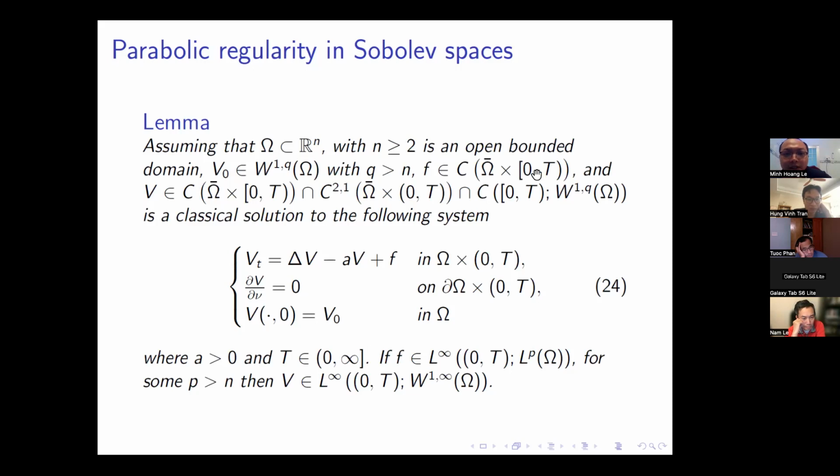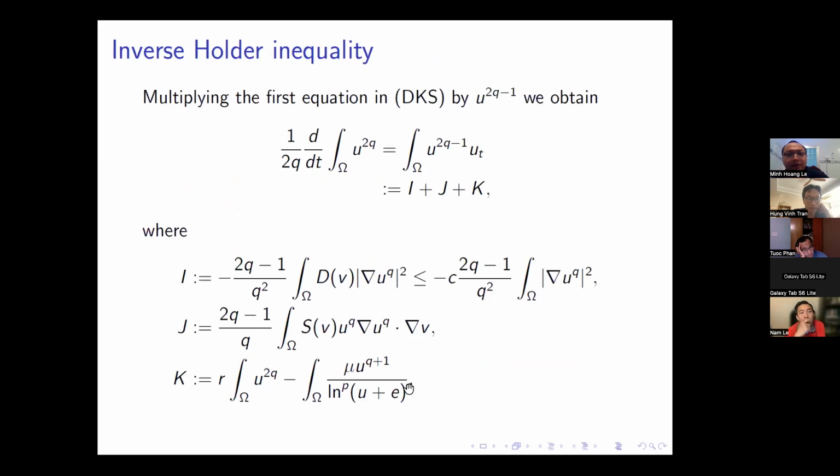If f belongs to this space and v is continuous, then f belongs to L infinity of the Lp norm for some p bigger than n, and v belongs to W1 infinity, L infinity of W1 infinity. Right. So now in the detail, we just multiply by u to the power 2q minus 1. We separate by I plus J plus K.